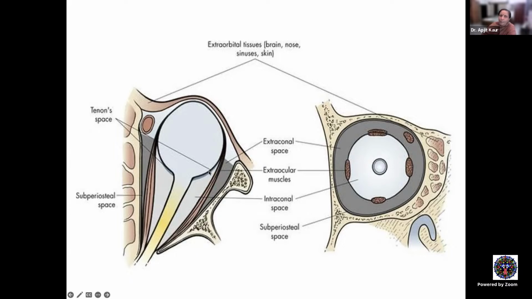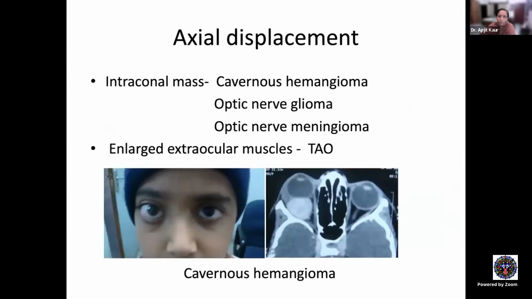And inner to this, between the globe and the Tenon, is the subtenon space. Why are these spaces important? They're important because each of these has specific contents, and due to their limited nature, they have a specific presentation. So let's deal with them one by one.